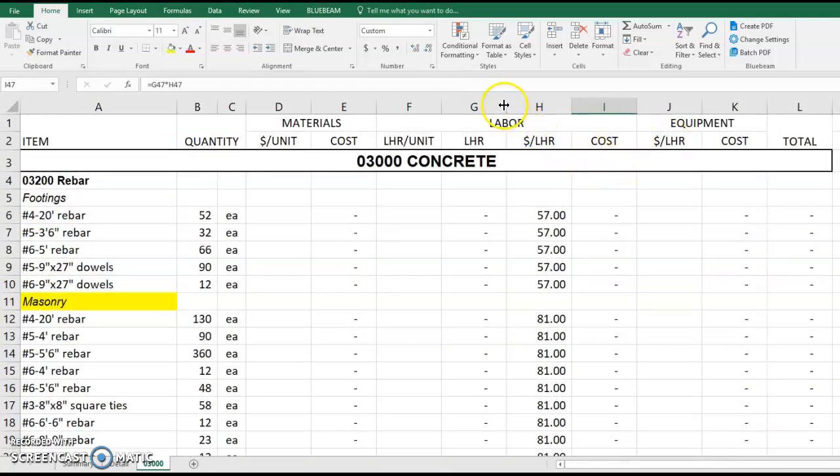So if you look up on the top here, my labor is under these columns over here. I've got labor hours per unit, I've got labor hours, and I've got cost per labor hour. So my cost for concrete work is $57 per labor hour. But let's take a look at the labor hour units. Labor hour unit for number 4 by 20 foot rebar. I should be able to go to page 411 in your text, and here it is.